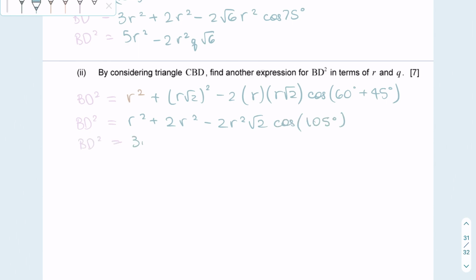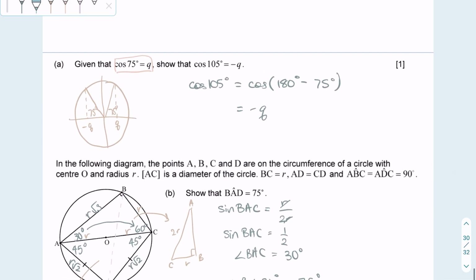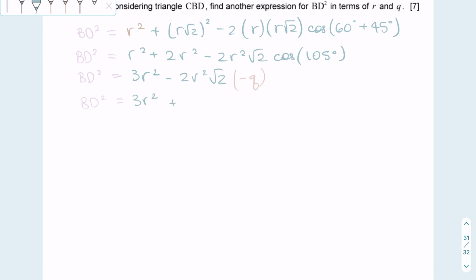To find the cosine, we can use the property from part A again. 60 plus 45 degrees is 105 degrees. And we know cosine 105 degrees is minus q. So here we got another expression for BD squared.